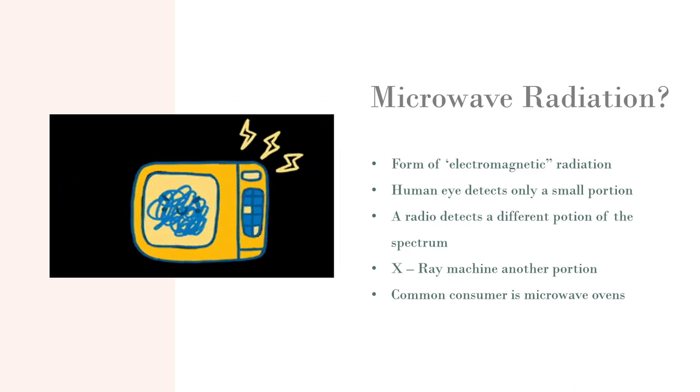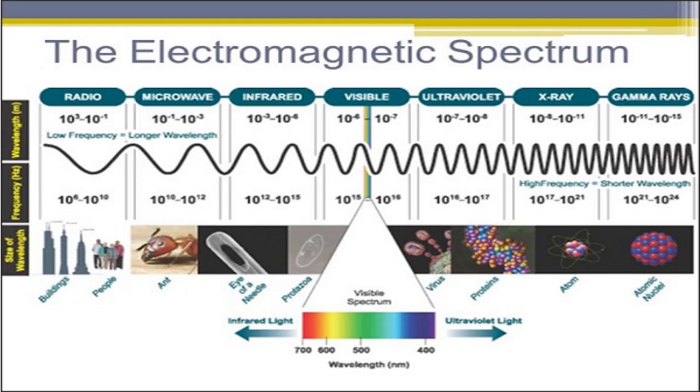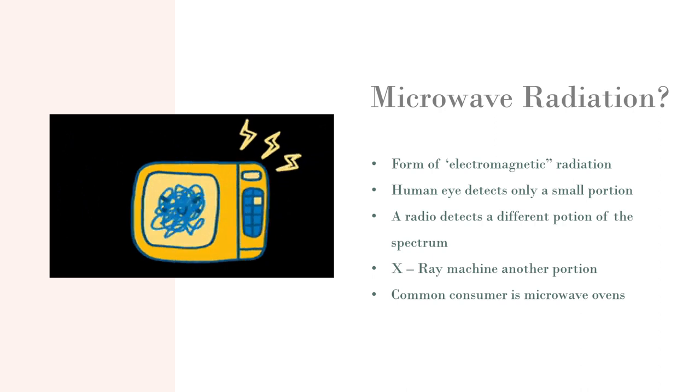So, what is microwave radiation? Microwaves are a form of electromagnetic radiation, that is, they are waves of electrical and magnetic energy moving together through space. Electromagnetic radiation spans a broad spectrum from very long radio waves to very short gamma rays. The human eye can only detect a small portion of this spectrum called visible light. A radio detects a different portion of the spectrum and an X-ray machine uses yet another portion.